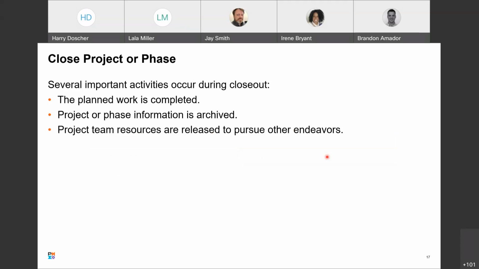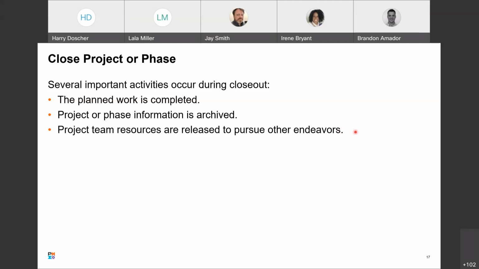Okay. The activities that they list that are important during closeout: planned work is completed, project or phase information is archived, and the project team resources are released to pursue other endeavors. Now, this is PMBOK Guide version 6. You'll see something different within AT&T in the next year to 2 years, where we are going to more persistent teams so that we don't release team resources. We bring more work to the team that's been established.